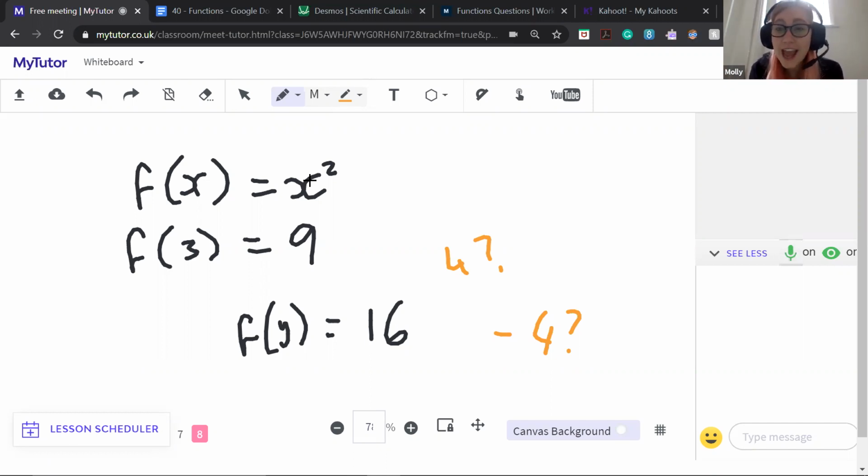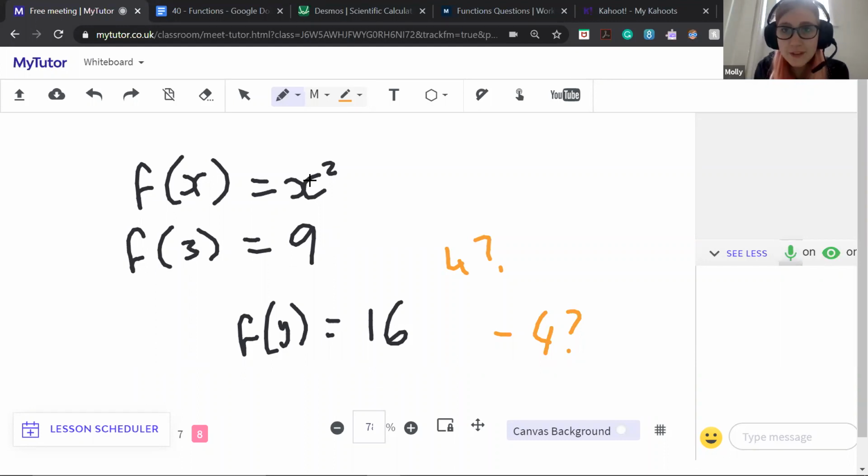If you had something like x cubed, however, well, we know that the cube root of something can be positive or negative. For example, here, 4 cubed is 64. Minus 4 cubed is actually minus 64. So that does have an inverse. So that is something that we are allowed to do.